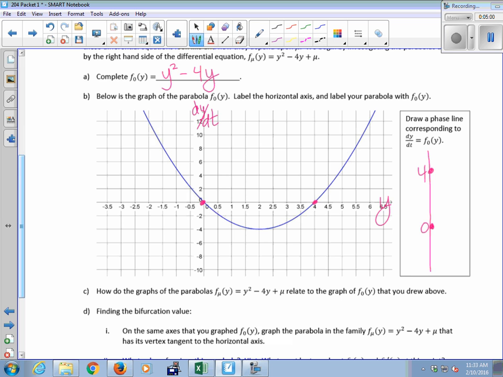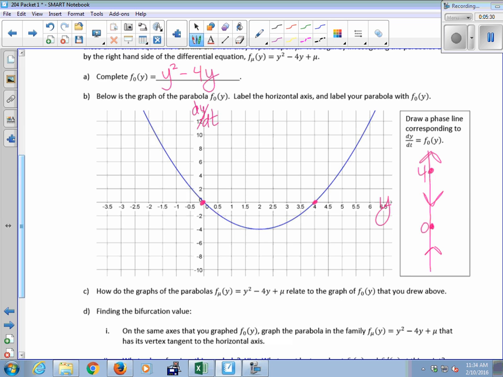This is already the graph of the derivative. So if I want to know if the derivative is positive or negative, just look at whether it's above or below the x-axis. This is above the x-axis, so I put in an up arrow. Between 0 and 4, the graph of the derivative is negative, so I put in a down arrow. And then after 4, I have a positive, up arrow. So that's a phase line corresponding to mu equals 0.